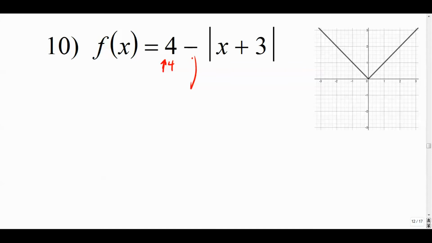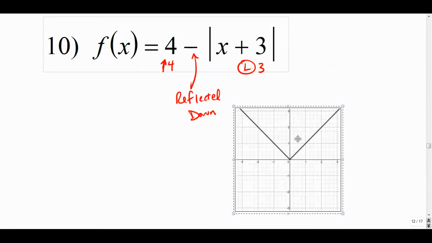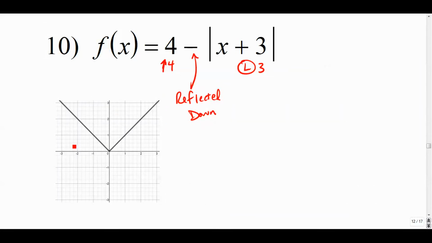and this thing is flipping it, it's reflecting it down, and here I'm moving left 3 units. So left 3, move this out of here, let's go over here, left 3, up 4, so there's my new vertex, and we're reflecting it down, so it looks something like this. Moving on.